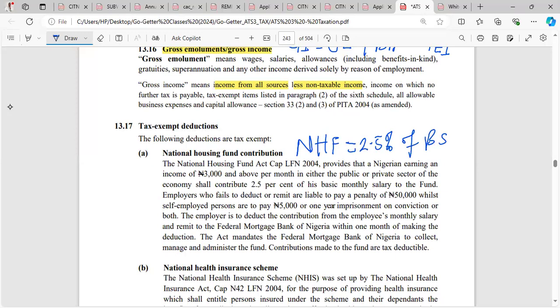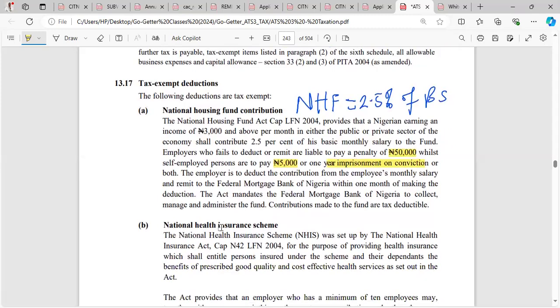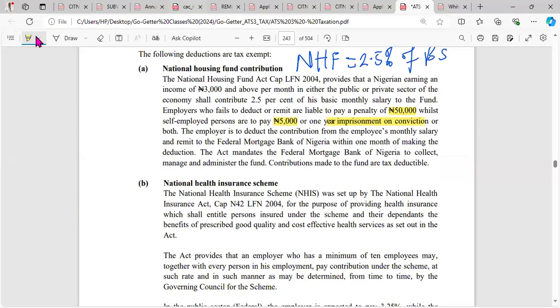All right. Any employer who fails to deduct or remit the NHF is liable to a fine of how much? 50,000 naira. While self-employed persons are to pay 5,000 naira or 1 year imprisonment on conviction or both. Now, the employer is to deduct the contribution from the employee's monthly salary and remit to the Federal Mortgage Bank of Nigeria within 1 month of making the deductions. Now, that's one.